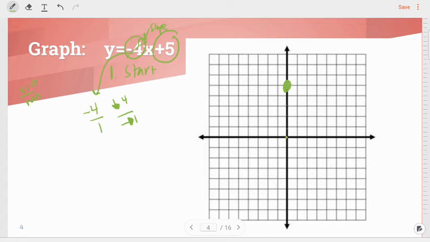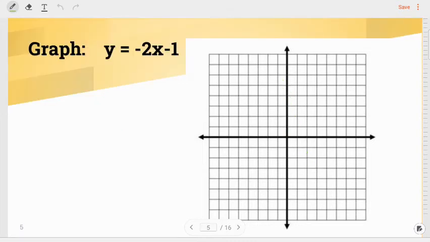So let's count out our spaces. Remember, I'm going to start back at my starting point, not at the origin. My starting point is up here at 5, and I'm going to count down 1, 2, 3, 4 spaces and over 1 and make my dot. And I have 2 points. And I'm going to connect them to make my line. Awesome. Now, I want you to try this next one on your own. Pause the video and press play when you are ready to check your answer.